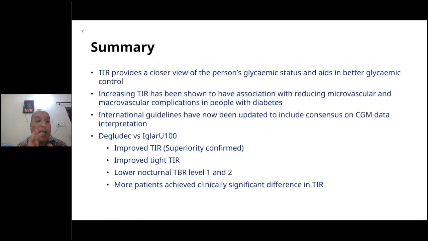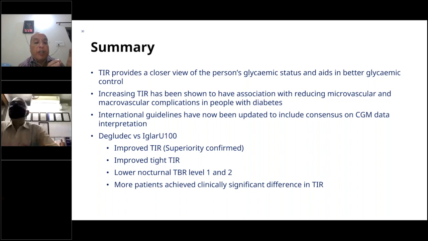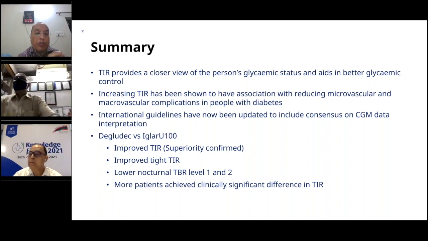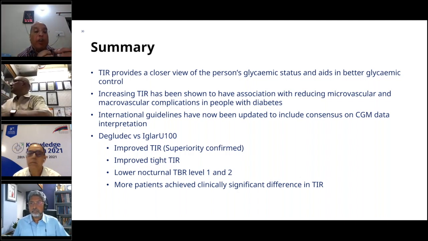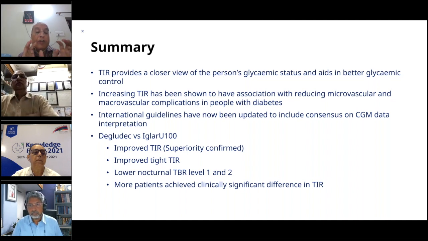To summarize, time in range is a new concept, a closer view of a person's glycemic status, and it will help us in better glycemic control. It has been clearly shown that there is an association between time in range and micro and macrovascular complications. If you increase the time in range, there will be a reduction in micro and macrovascular complications. International guidelines are now updated based on consensus CGM data.